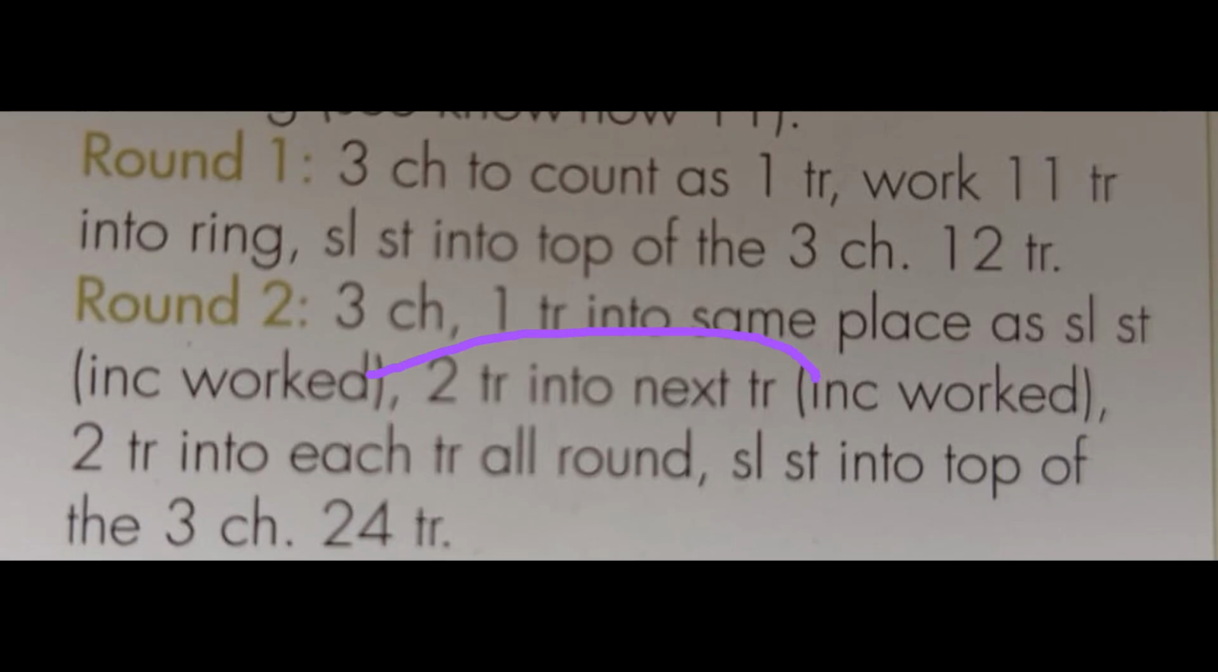Then it says 2 trebles into the next treble. Okay, so then you go to your next stitch and you're going to work 2 trebles into the next one, and that's another increase worked. Then it says 2 trebles into each treble all around. So basically you're increasing by making 2 treble stitches into each stitch around the circle. Okay, and once you've done that, you're going to slip stitch into the top of the chain 3 space, which gives you 24 treble stitches. If you're a beginner, I definitely recommend counting your stitches.